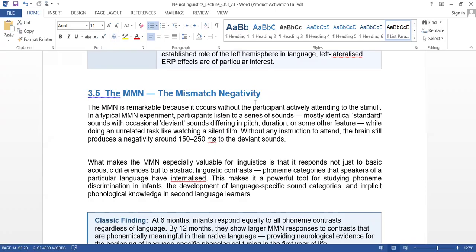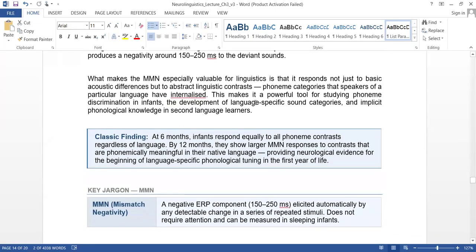What makes it especially valuable for linguistics is that it responds not just to basic acoustic differences, but to abstract linguistic contrasts, phoneme categories that speakers of a particular language have internalized. This makes it a powerful tool for studying phoneme discrimination in infants, the development of language-specific sound categories, and implicit phonological knowledge in second language learners. Classic findings: at 6 months, infants respond equally to all phoneme contrasts regardless of language, but by 12 months they show larger MMN responses to contrasts that are phonologically meaningful in their native language, providing neurological evidence for the beginning of language-specific phonological tuning in the first year of life.